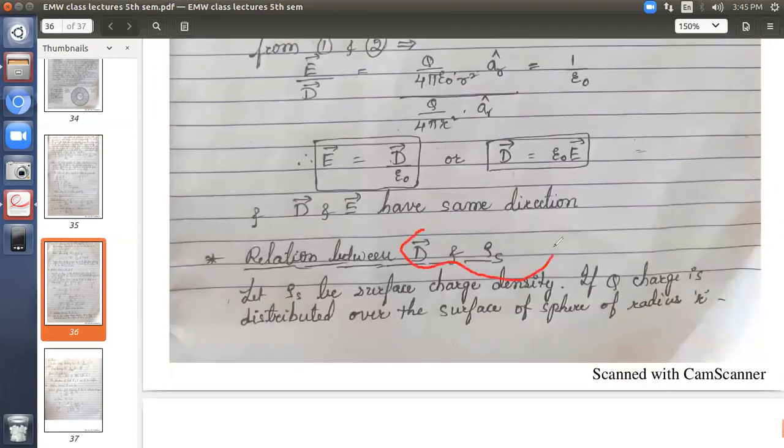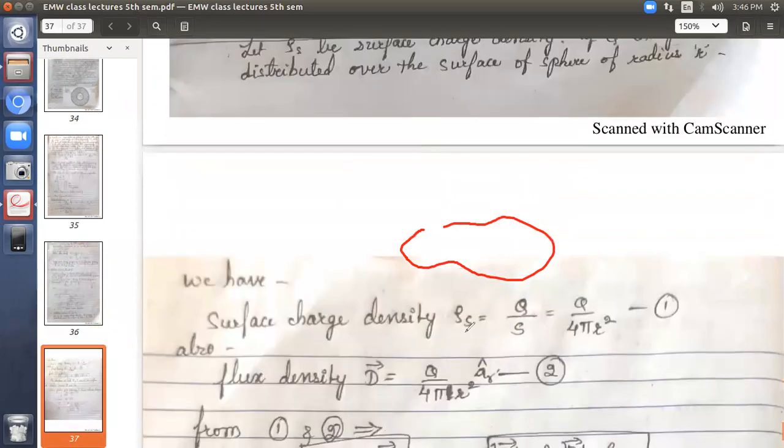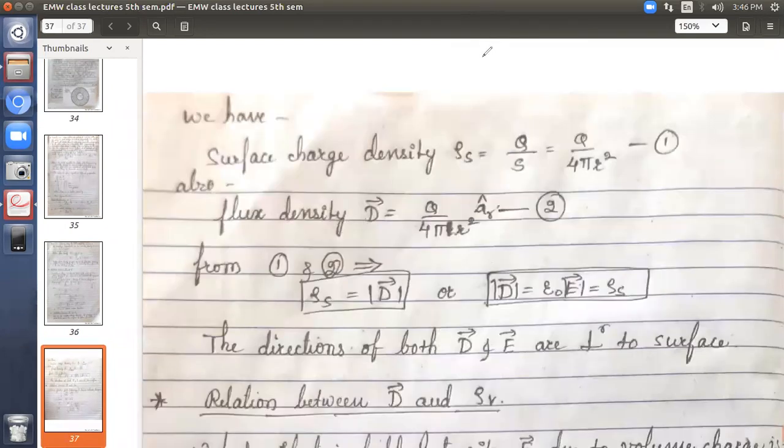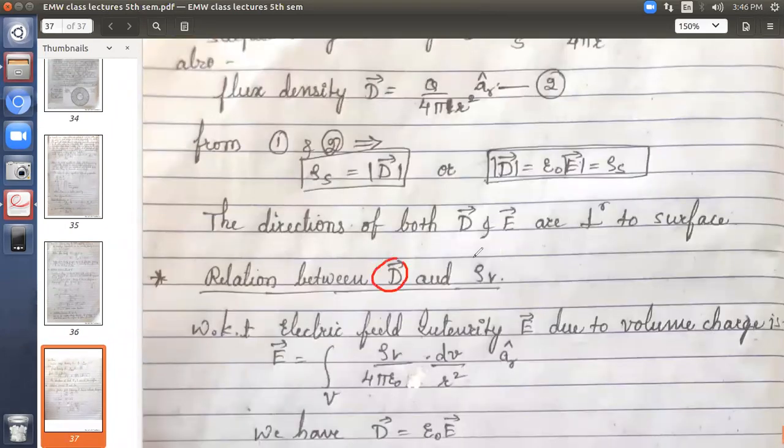Then we saw the D and rho s relationship. You can observe both are equal in magnitude, but D is a vector quantity, so it has an additional unit vector. So they are equal only in magnitude. This is the second relation. Third one, the relation between D and rho v. The E value in terms of rho v we have already derived. Just substitute the relation between D and E, and you will get D in terms of rho v. These are the three relations.